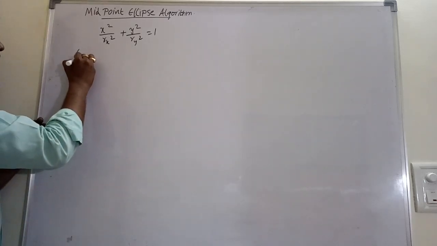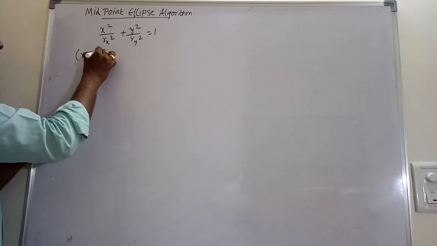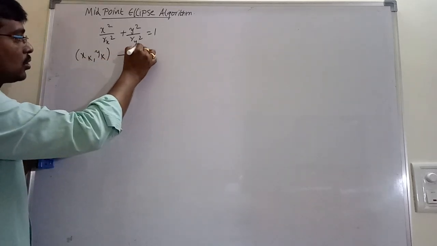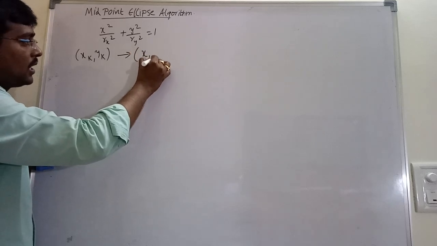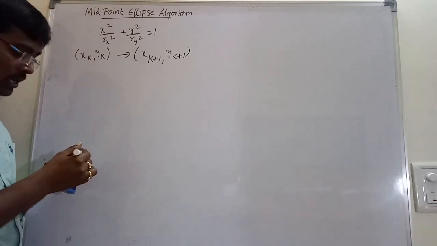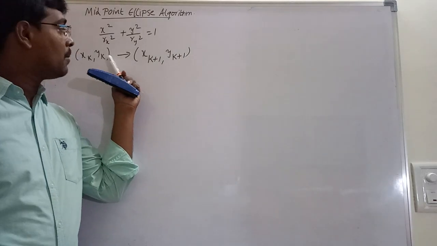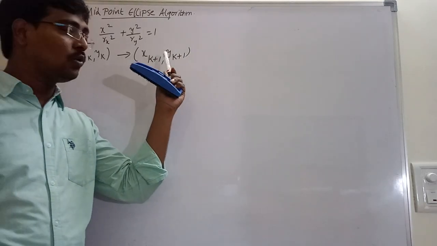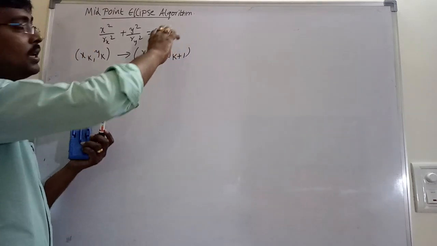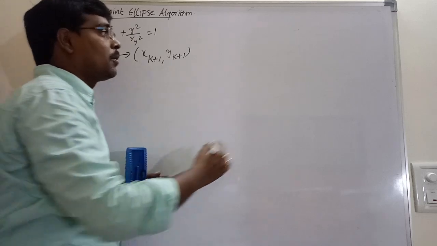For example, if a point is xk, yk and we have to identify the next coordinate, the next coordinate is xk plus 1 comma yk plus 1. If we know the first point, based on this first point we have to identify the next point. In the process of calculation, the ellipse follows some symmetry property.